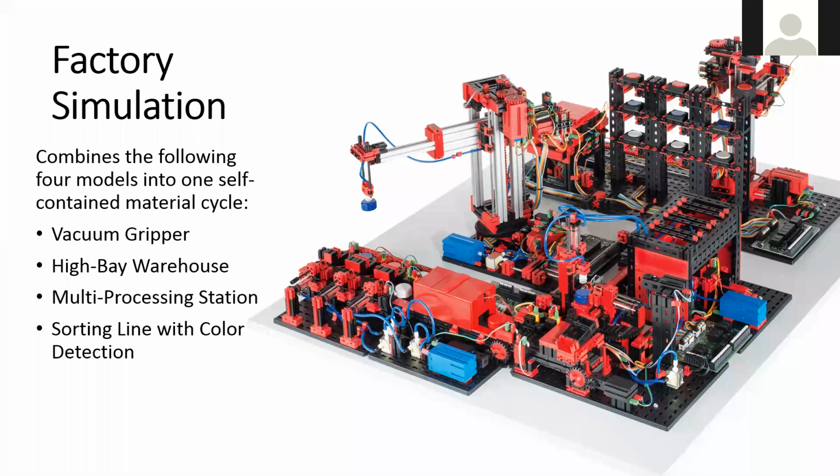And that's all of them. The next model is the factory simulation, which combines the 4 models we've just reviewed: the vacuum gripper robot, the automated high bay warehouse, the multi-processing station with the oven, and the sorting line with color detection into one self-contained material cycle.